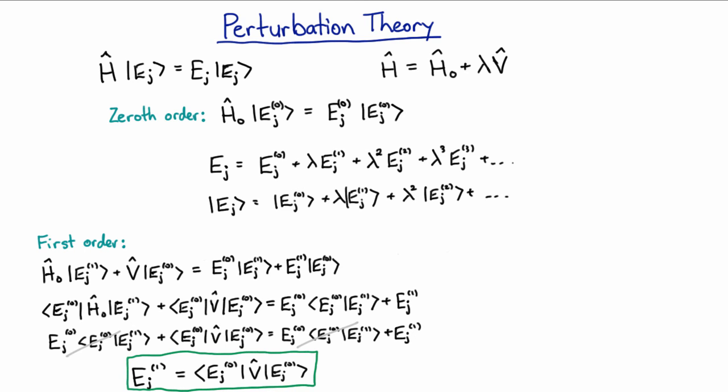Alright, now what about the states? Well, we can get the states by starting back here again, and we'll collect all the terms Ej1 on the left and all the Ej0 terms on the right. And now, just as before, we're going to pre-multiply by a bra of the unperturbed states, except we're going to choose the index that is different to the index that we're looking at in this equation. Otherwise, we'll just get 0 equals 0.